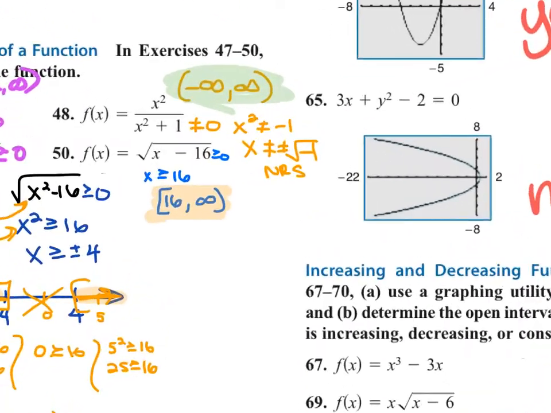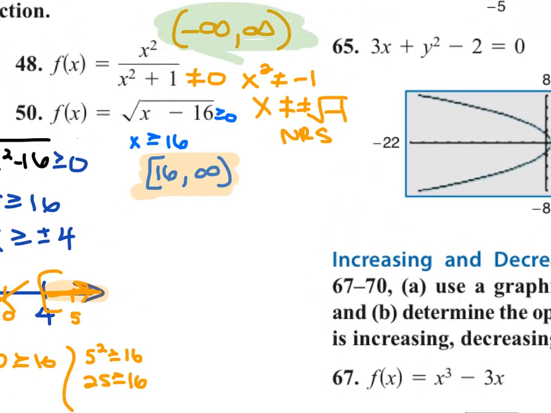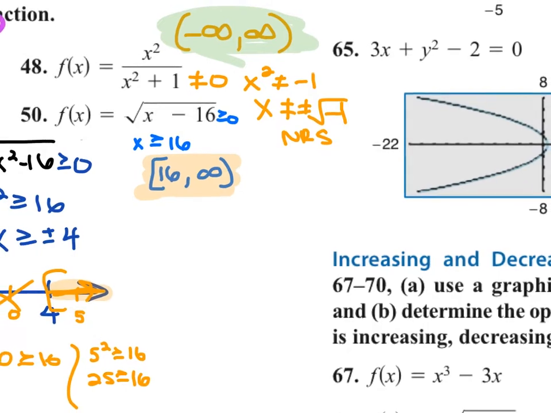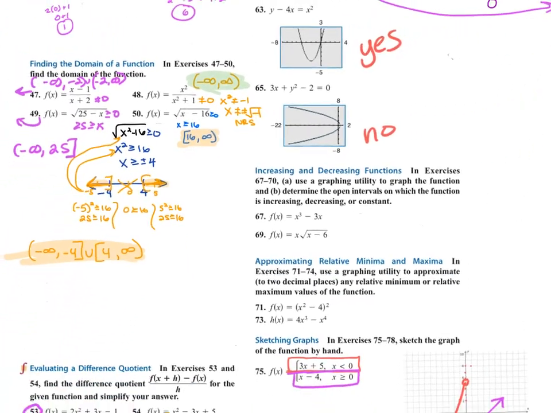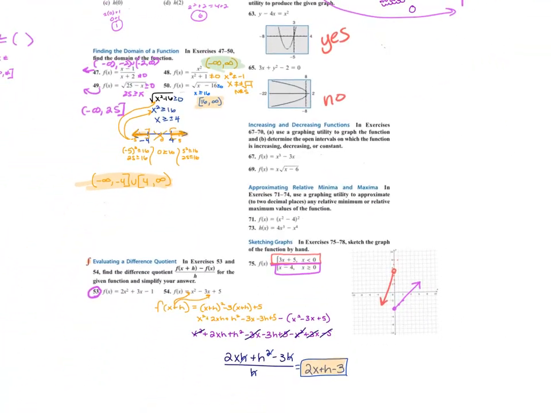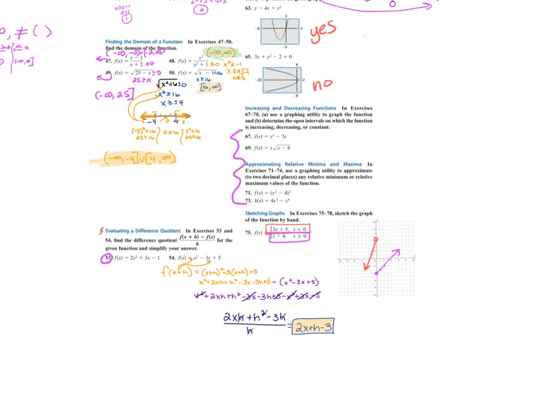So this one, what's underneath has to be greater than or equal to 0, right? So x has to be greater than or equal to 16, which means bracket on 16 pointing to positive infinity. Okay, and then again, I will repost this with all of the answers on there.